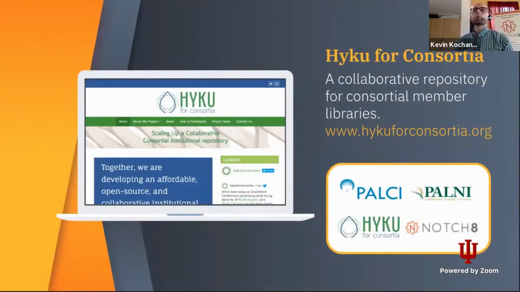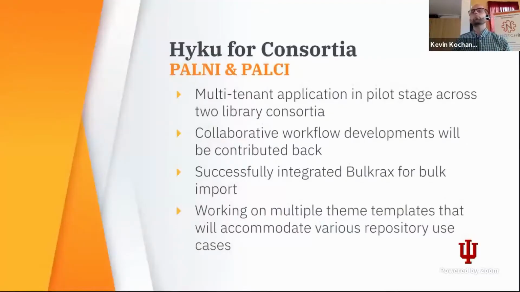Hyku for Consortia is a collaborative repository for consortial member libraries. Their informational site is hykuforconsortia.org. I know they have their own blog. And that's with the Private Academic Library Network of Indiana and the Pennsylvania Academic Library Consortium Incorporated. It's a multi-tenant application in pilot stage that's across those 2 library consortia with many member libraries.